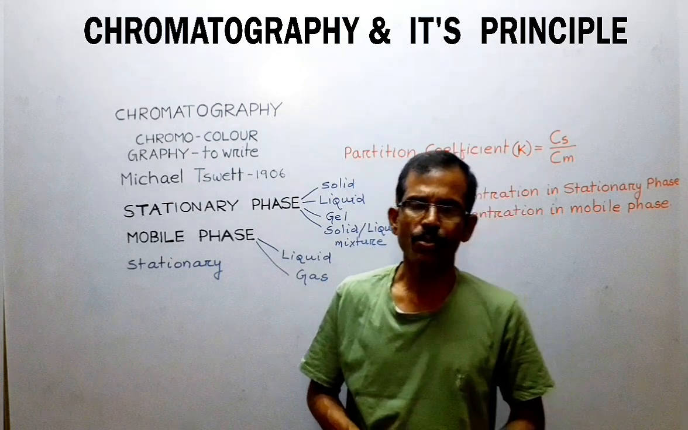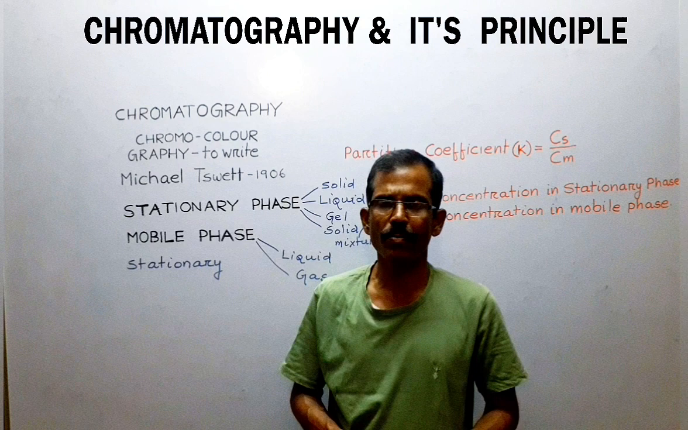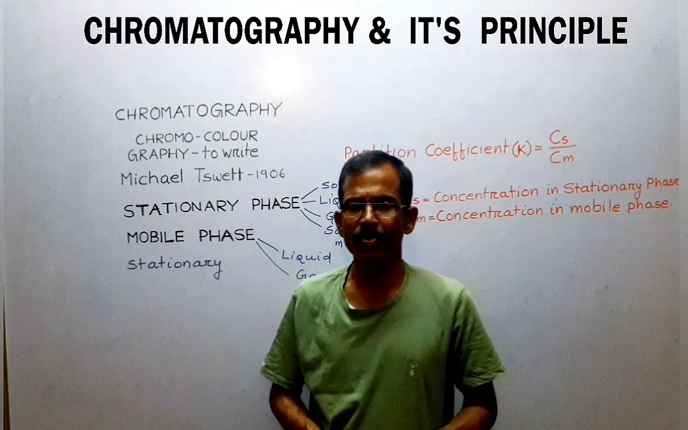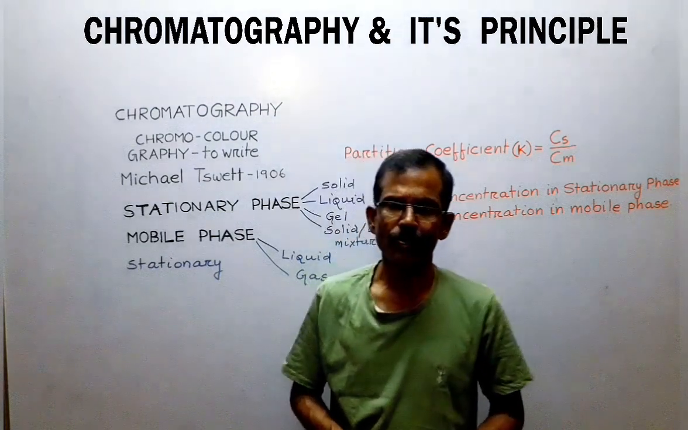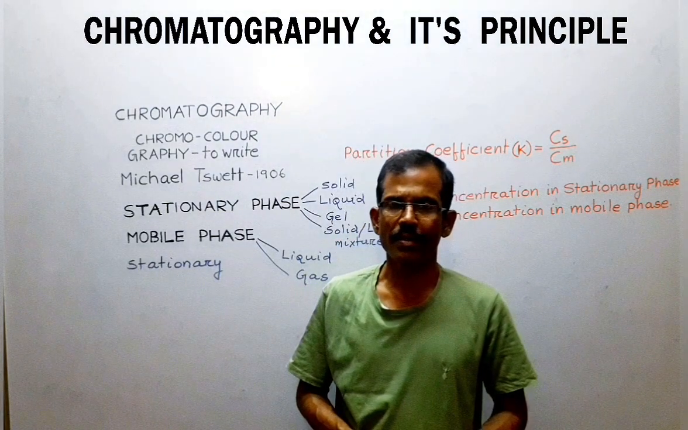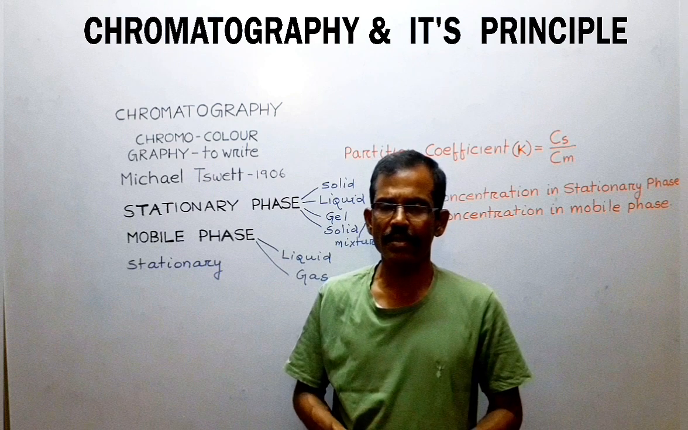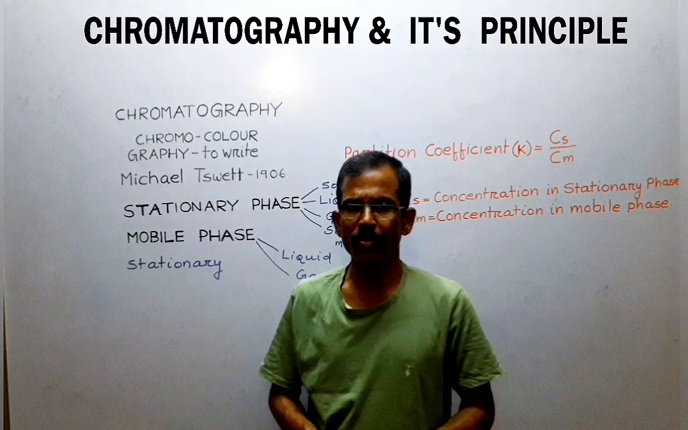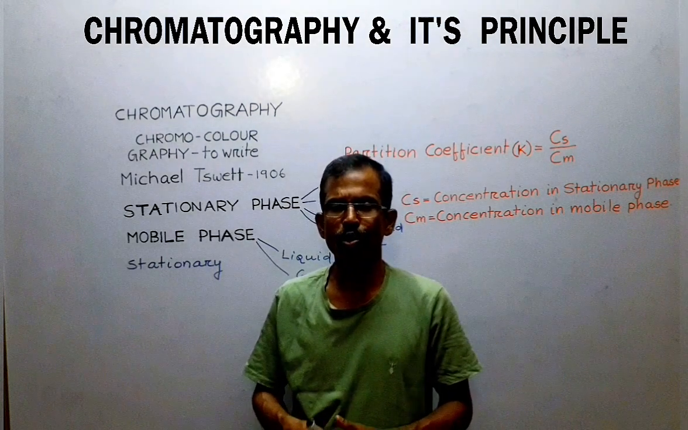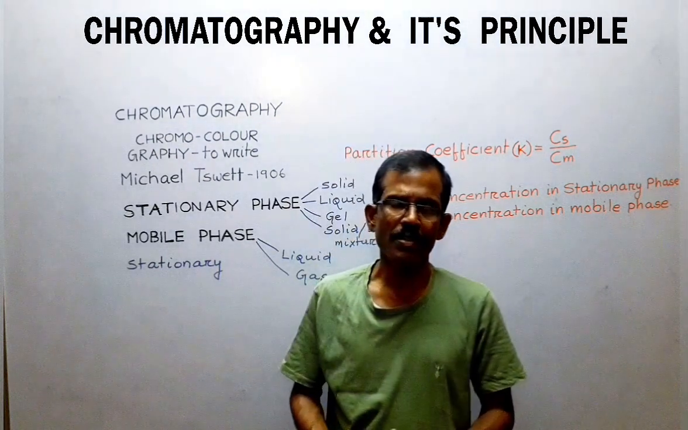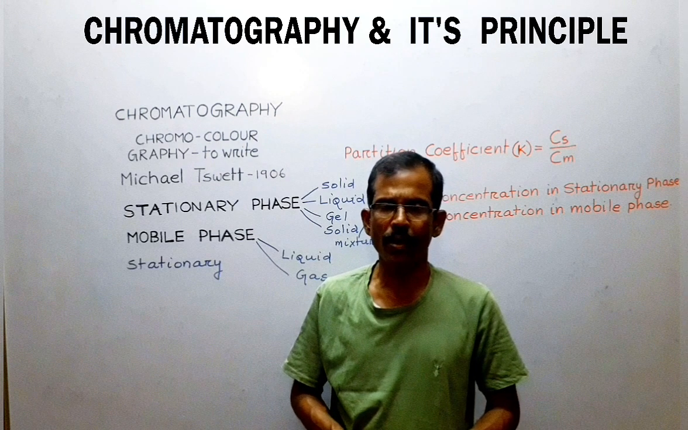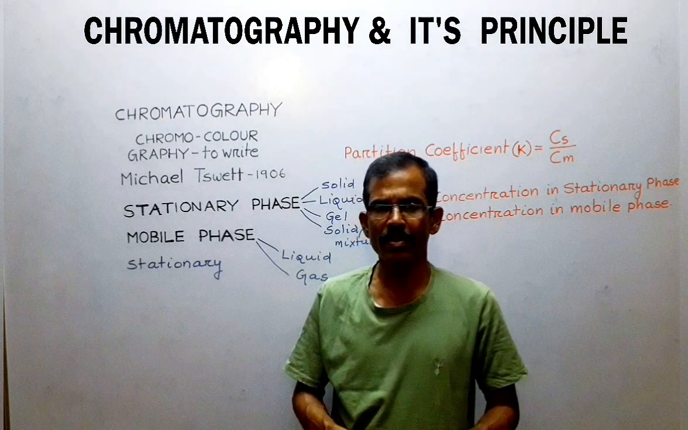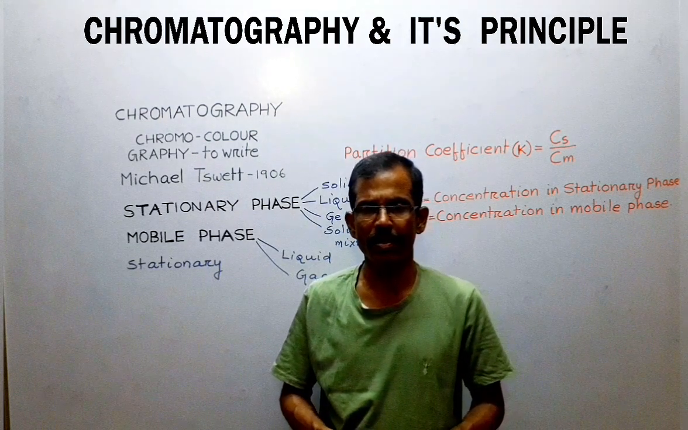The components which interact strongly with the mobile phase and interact least with the stationary phase migrate faster, whereas the components that show least interaction with the mobile phase and interact strongly with the stationary phase move slowly. This differential migration of different components through the system is responsible for their ultimate separation from each other.